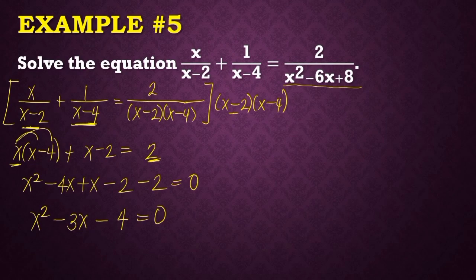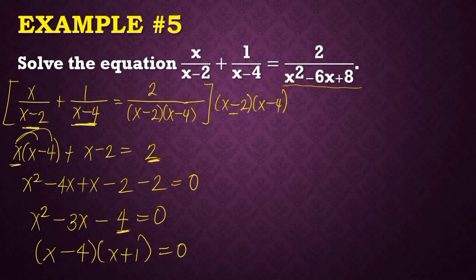So, usually po, pag ganito yung tinatransform po natin yung mga equations into quadratic equations, factoring method ang usually ginagamit. Pwede rin naman po yung ibang mga methods. So, ano yung factors ng negative 4 na kapag pinag-add, lilitaw ang sum na negative 3? So, that is negative 4 tsaka 1.